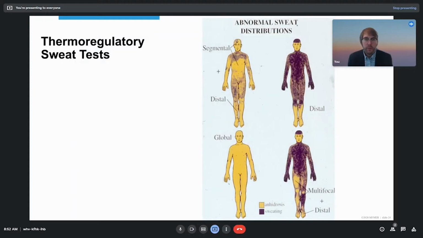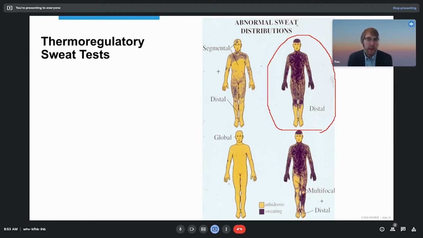We also perform thermoregulatory sweat tests at Mayo Clinic, which were invented and developed here. And this gives us an idea about the sweating pattern over the entire body. So you can see in the top right picture a person who has a typical length-dependent or distal neuropathy, where you can see all that is purple is where that person has sweat after being in a hot cabinet tuned up to 101 degrees Fahrenheit and painted with a dye, a yellow dye.